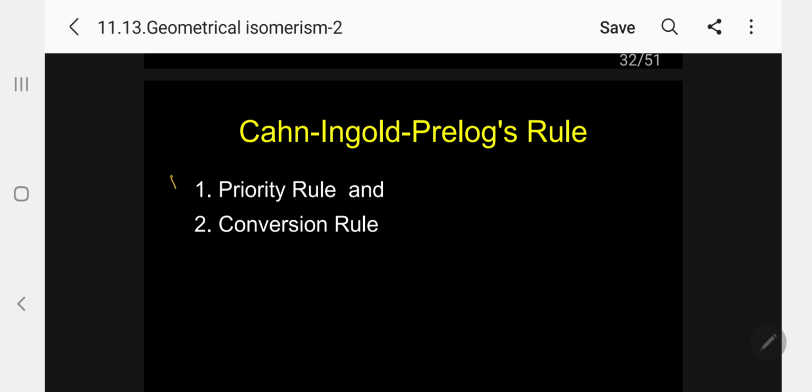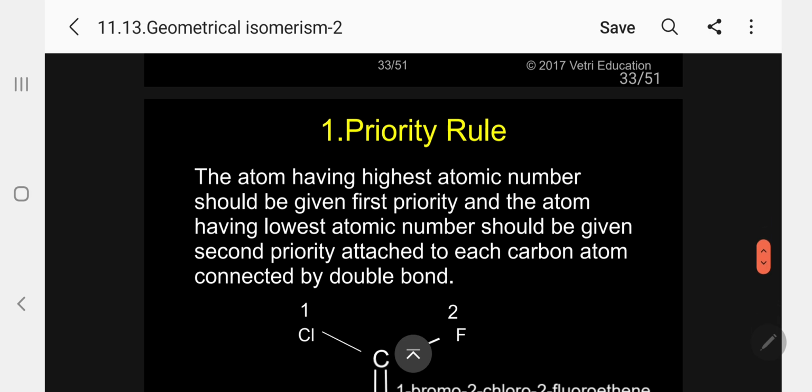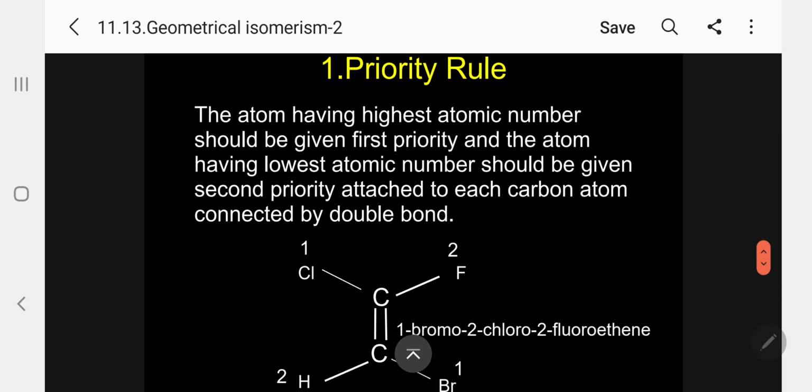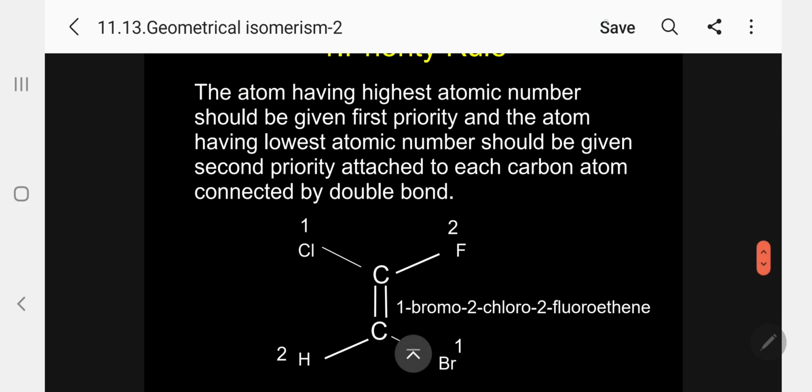Cahn-Ingold-Prelog's rule says that it consists of 2 sub-rules, the priority rule and the conversion rule, as in the case of the R and S system of configuration. What is the priority rule? Very, very simple. The atom having the highest atomic number should be given first priority, and the atom having the lowest atomic number should be given second priority, attached to each carbon atom connected by a double bond. Please follow. Each carbon atom connected by a double bond. That is called the priority rule.